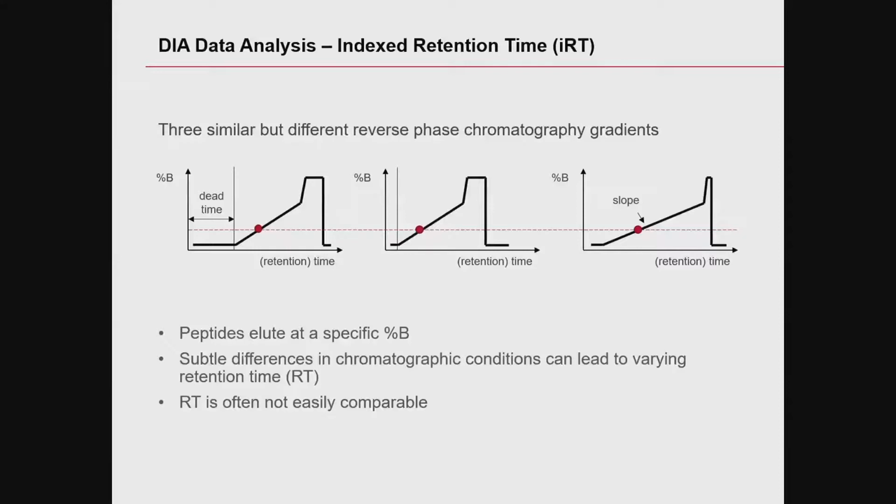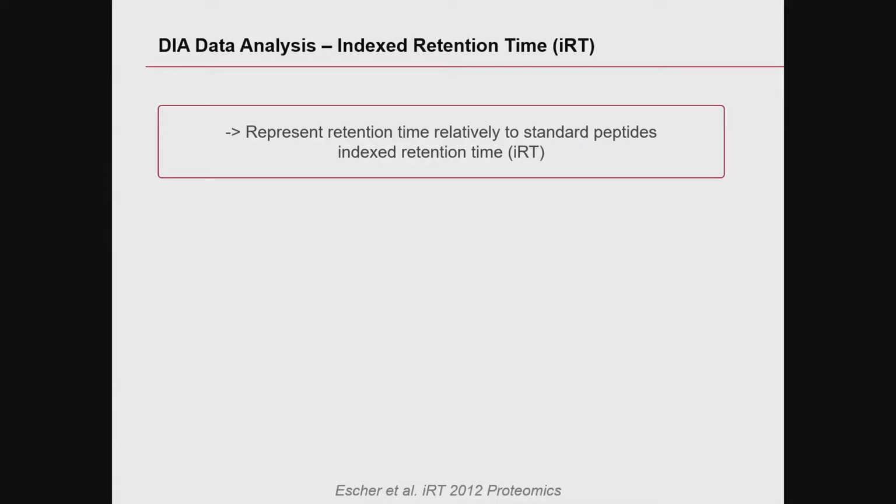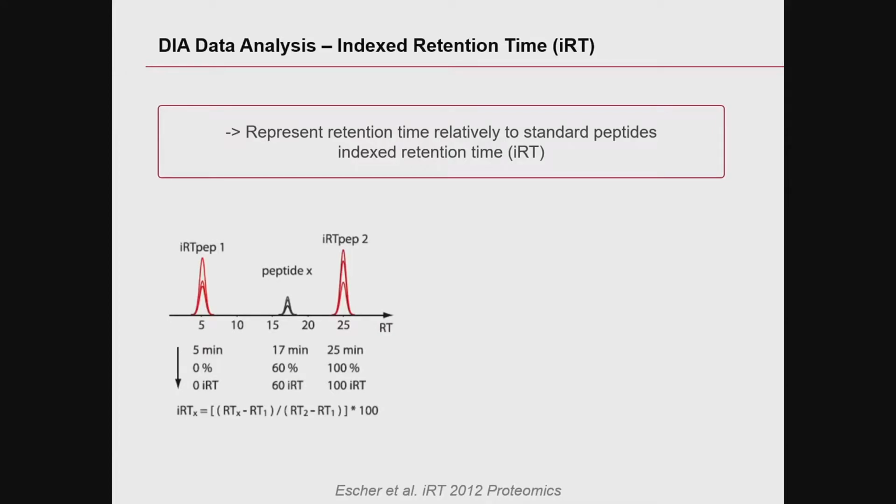And this means that RT, or retention time, is often not so easily comparable, even if you use similar but not exactly the same chromatographic conditions. And the idea we had then a few years ago was to normalize retention time to make it more useful and more comparable across systems. And this is what we called indexed retention time.